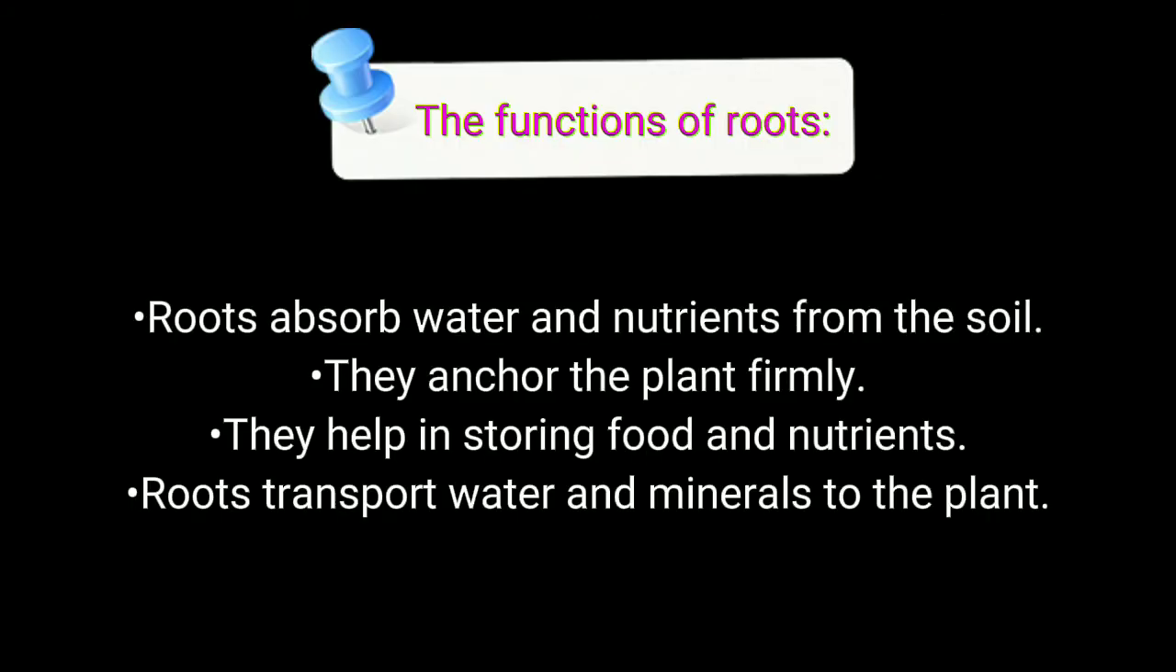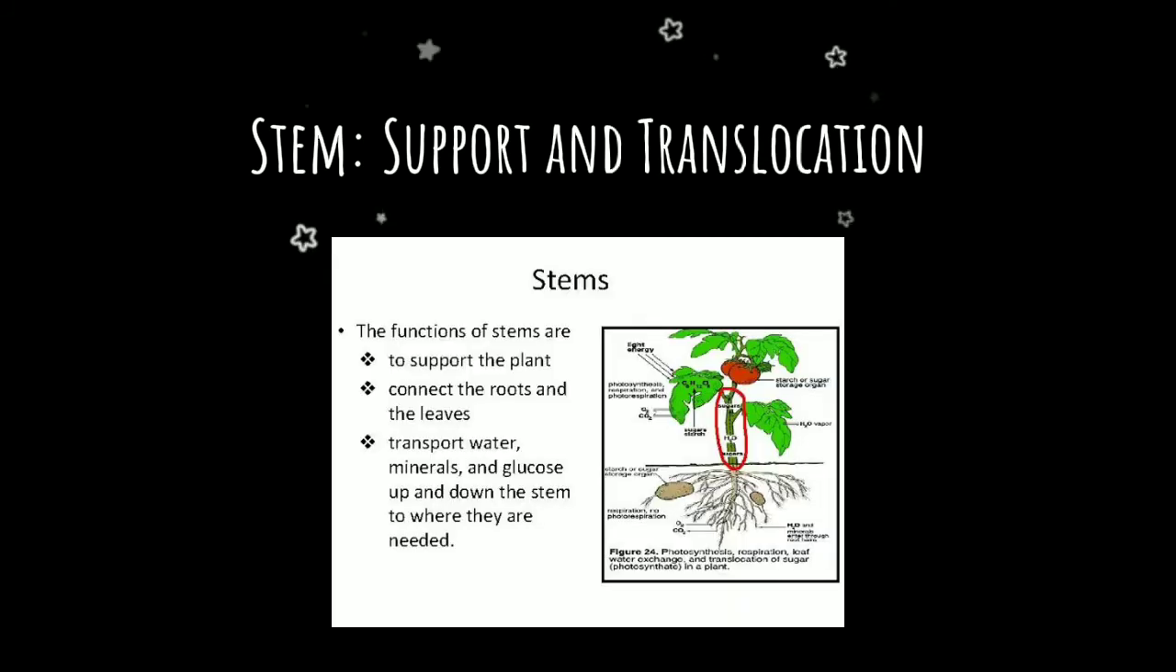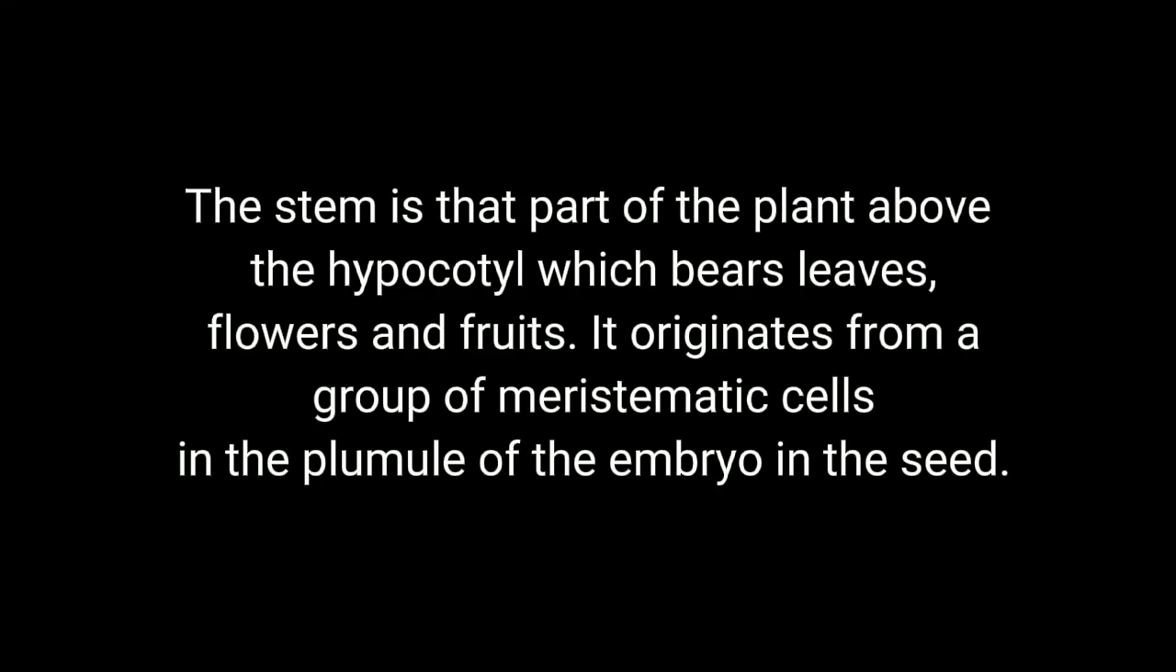The functions of roots. Roots absorb water and nutrients from the soil. They anchor the plant firmly. They help in storing food and nutrients. Roots transport water and minerals to the plants. Stem, support and translocation. The functions of stems are to support the plant, connect the roots and the leaves, and transport water, minerals, and glucose up and down the stem to where they are needed. The stem is that part of the plant above the hypocotyl which bears leaves, flowers, and fruits. It originates from a group of meristematic cells in the plumule of the embryo and the seed.